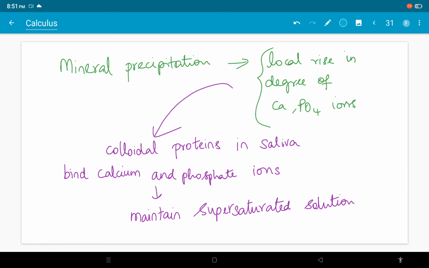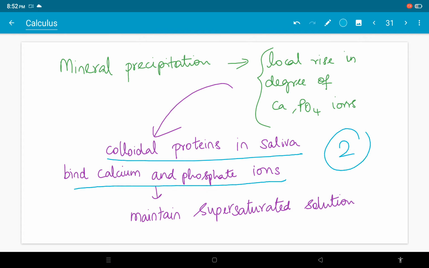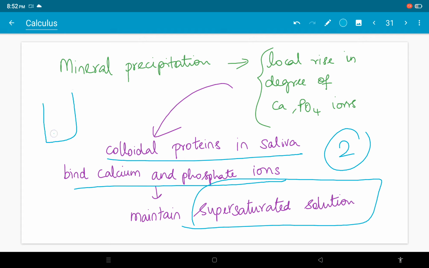What is the second reason they are suggesting for mineral precipitation? Colloidal proteins in saliva bind calcium and phosphate ions. This is the second theory they are suggesting. This maintains a supersaturated solution. Let me tell you a simple concept of what is saturation. Imagine a pot of water full of H2O. You are adding salt into it.